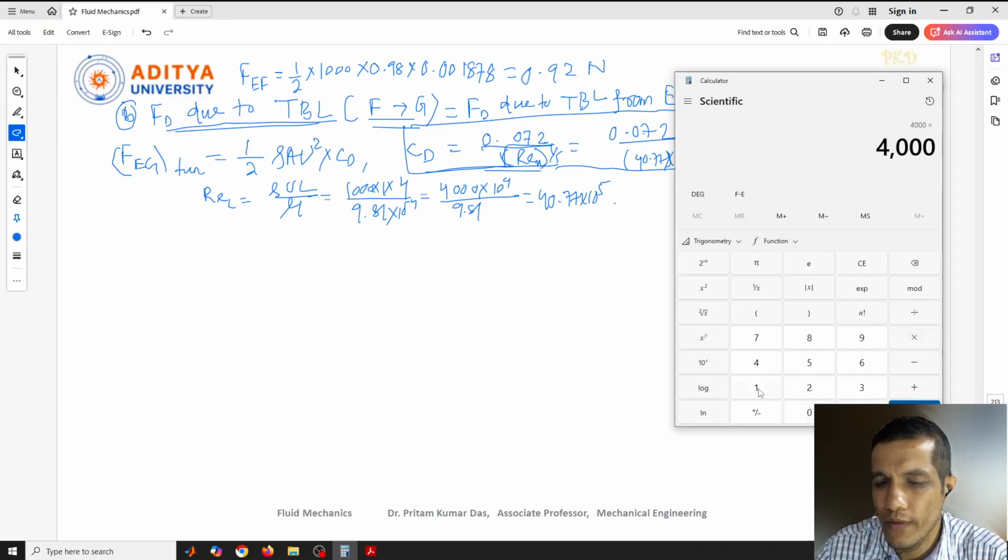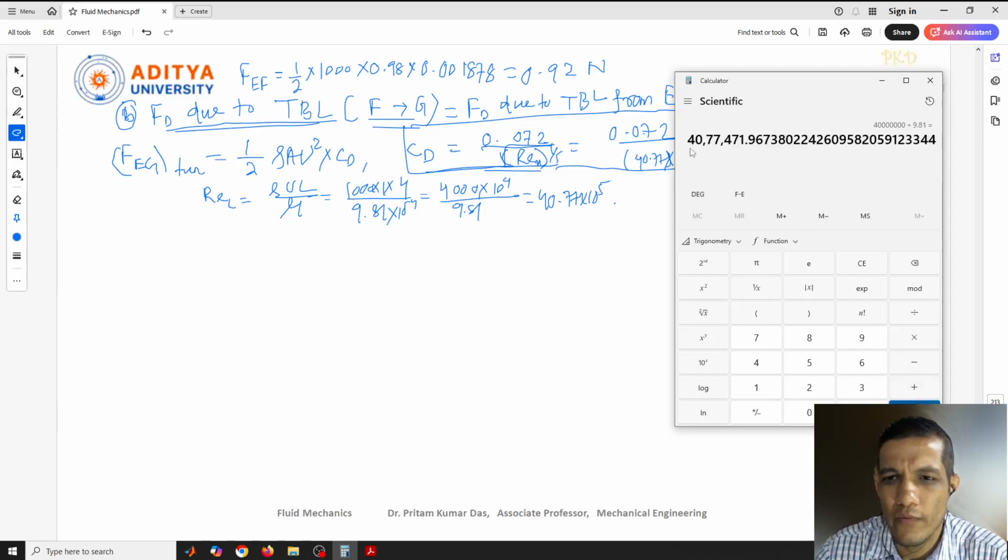4000 into this one divided by 9.81. Yeah, 10 to the power 4 if I consider here, then 4 1 2 3 4 on. So you can write 5. One more 5 is going to be this one. So 40 point, yeah, correct only 40.77.